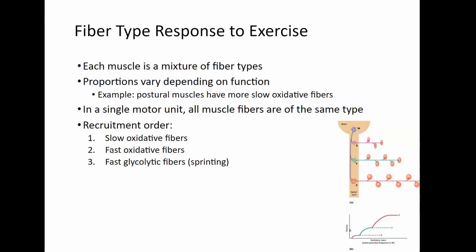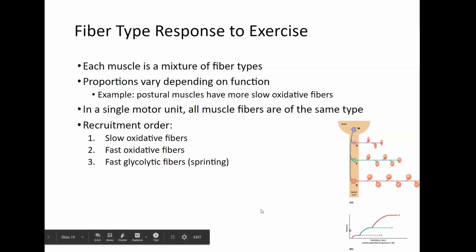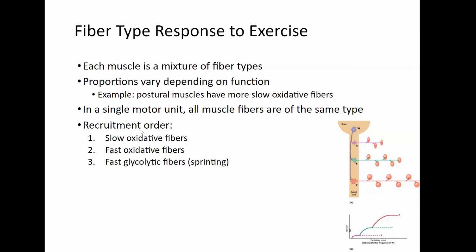Then we're going to recruit our fast oxidative fibers. So they're still oxidative, but they've got this faster form of myosin, so they're kind of intermediate. So they're coming second. And then we're going to recruit our fast glycolytic fibers. Those are going to be our big strong ones. We're going to do this when we're sprinting or when we're weightlifting. Okay. So we're going to recruit them in an order based on kind of building up how much force we need to produce.